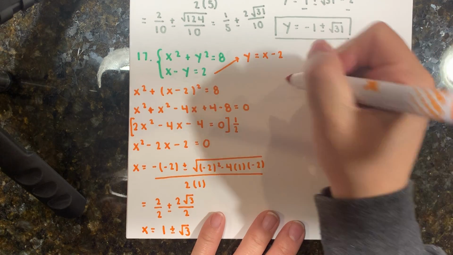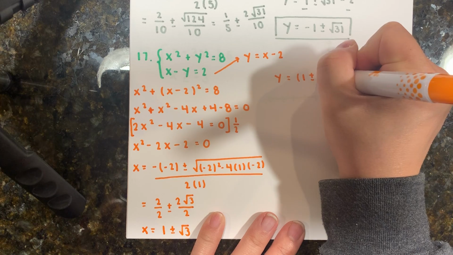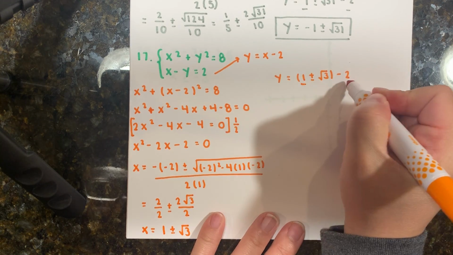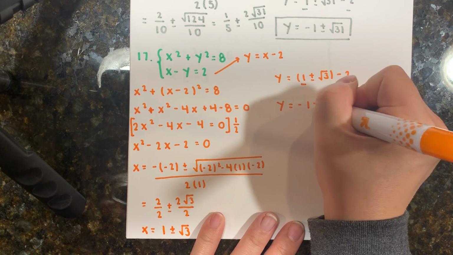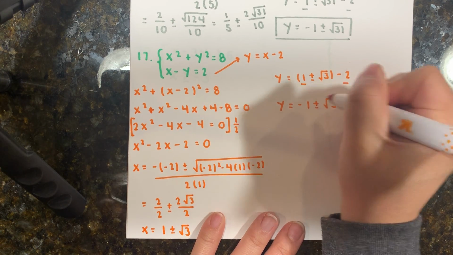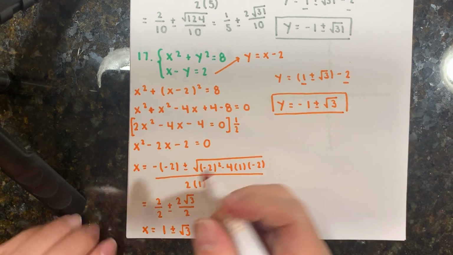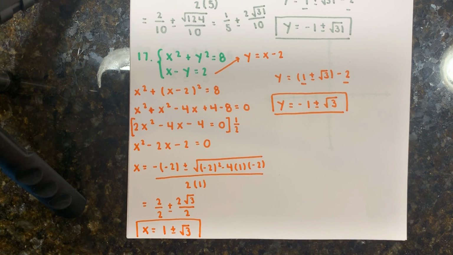Now I'm going to take that and I'm going to plug it in to solve for y. So I have 1 plus or minus the square root of 3 minus 2. I can combine the 1 and the negative 2, and that would give me negative 1 plus or minus the square root of 3. And that solves for x and y.